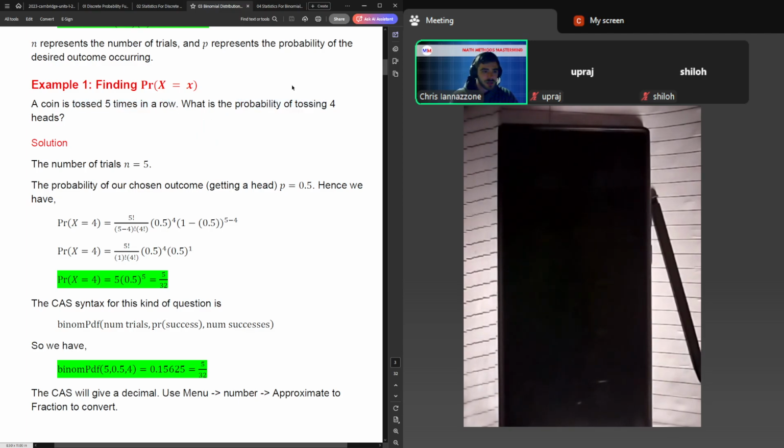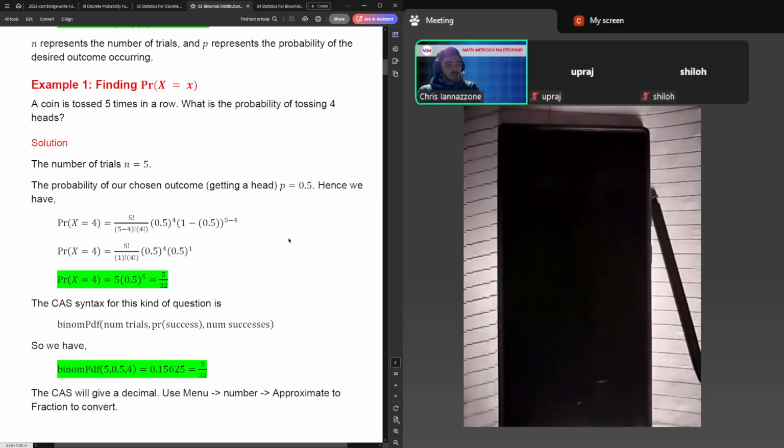So if you want to find a specific probability, in this case coin toss 5 times, I want to figure out my likelihood of tossing 4 heads, then the number of trials is going to be 5 because you're tossing it 5 times. Little x is going to be 4 because you want 4 successes, and the probability of success P is going to be 0.5 because it's a 50-50 shot of getting a head. Plug them all in, simplify, and you're good to go.